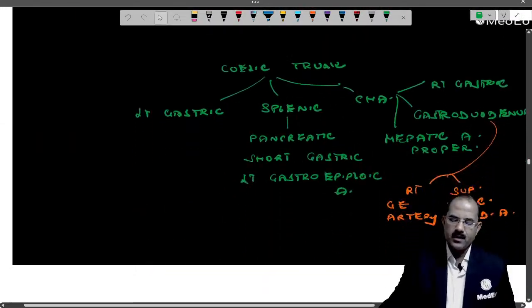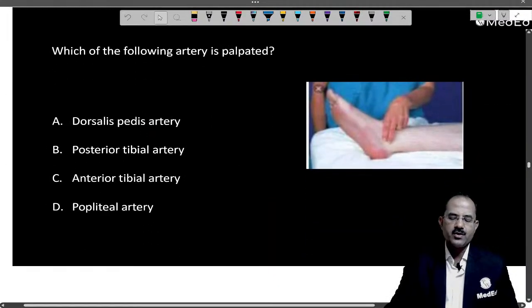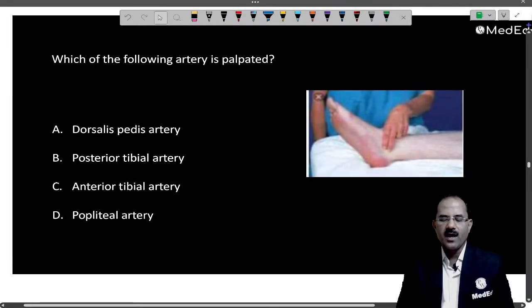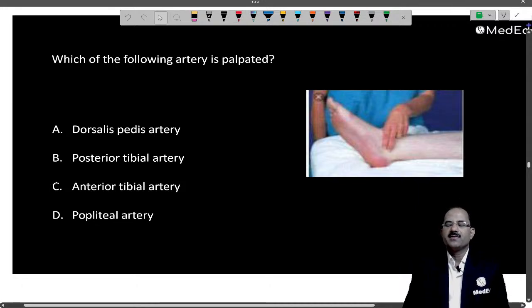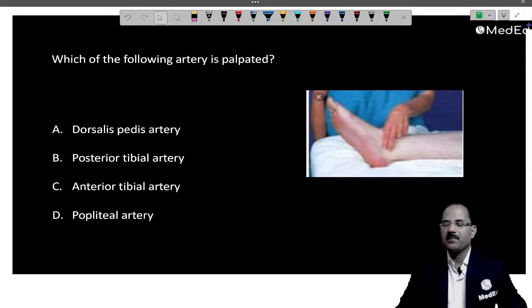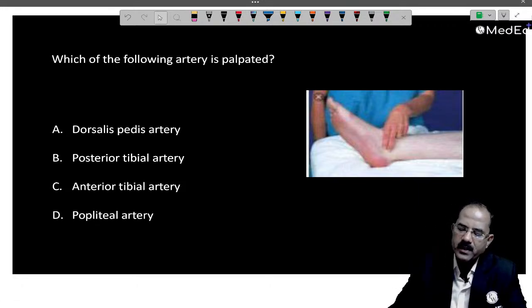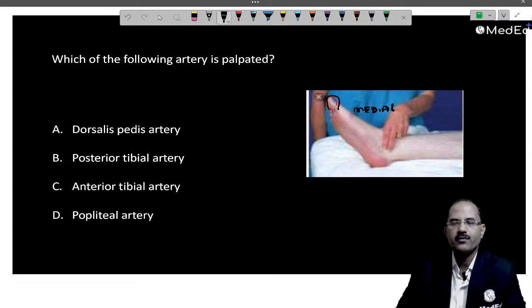Okay. Coming to the next MCQ. Come on, students, can you answer this? Which of the following artery is palpated here? So, what is this artery which is palpated behind the, which is this aspect? This is the great toe. Dekho bachcho, this is the great toe, hai na? So, which aspect is this? Medial. Hai na? That's a medial aspect of the foot.